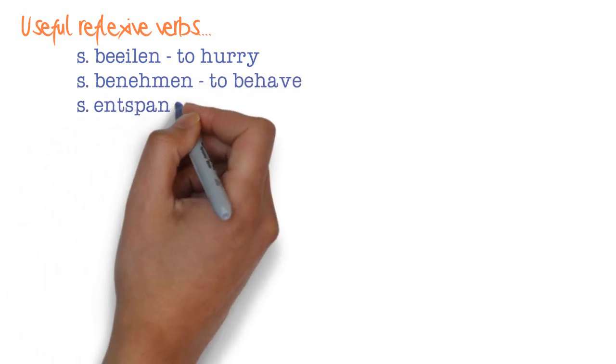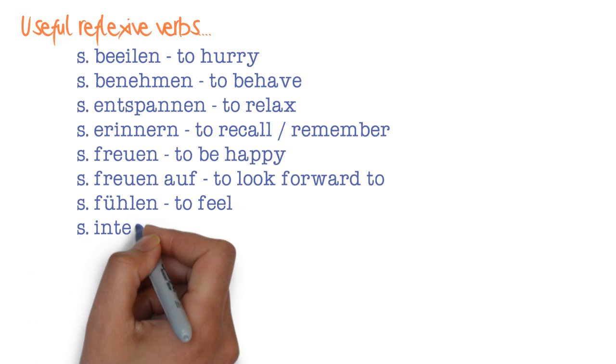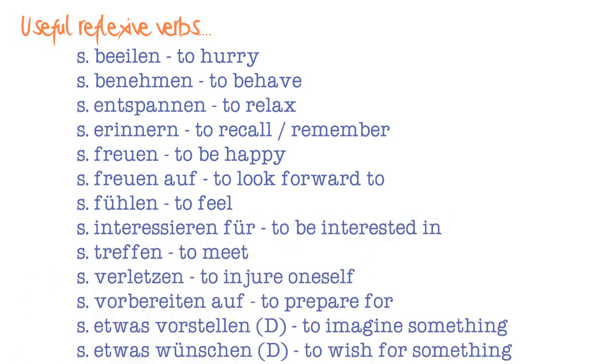For reference, here's a very brief, not at all comprehensive list of some useful reflexive verbs in German. Sich beeilen, sich benehmen, sich erinnern, sich freuen auf, sich fühlen, sich interessieren für, sich vorbereiten auf, sich etwas vorstellen, and sich etwas wünschen.